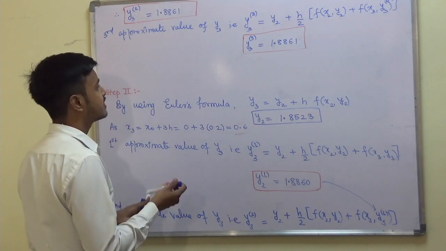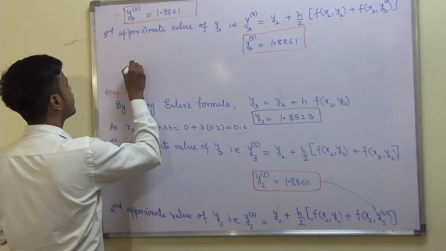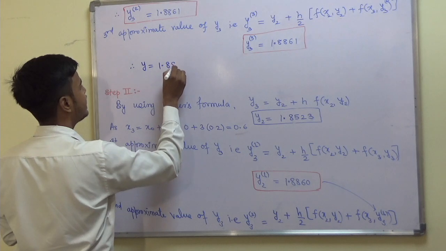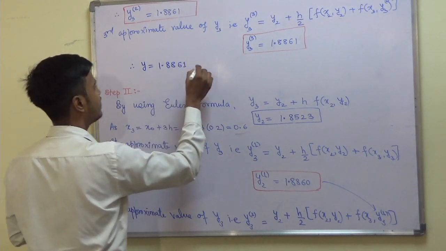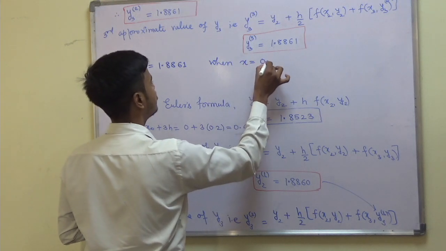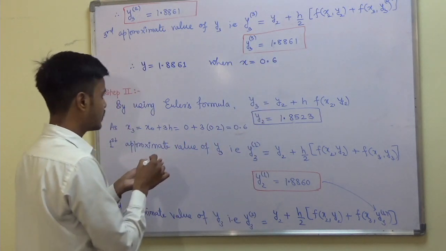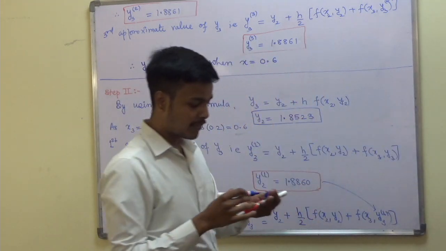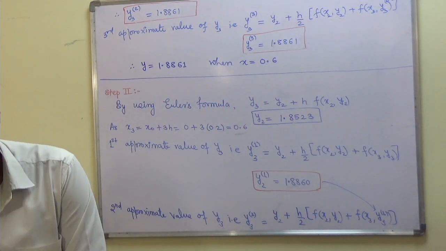Just write, therefore, y is equal to 1.8861 when x is equal to 0.6. So this is the final answer. Okay, so this completes this problem.